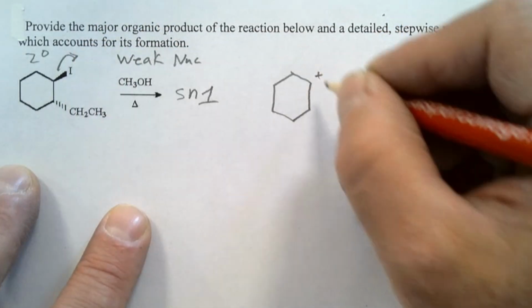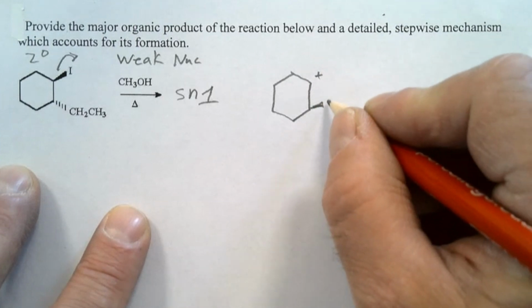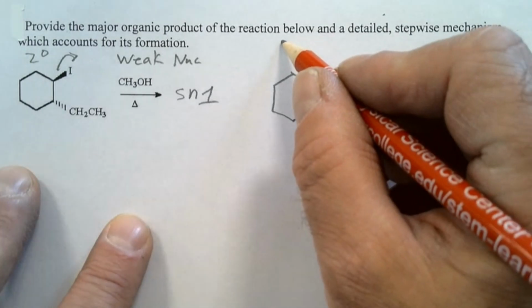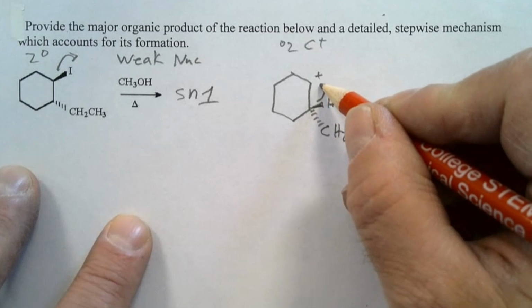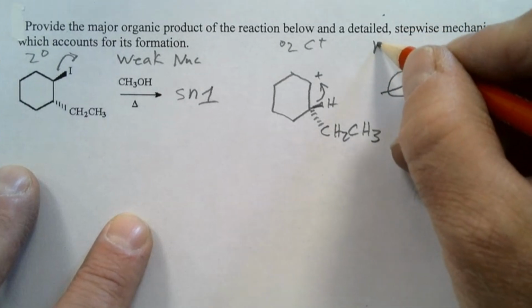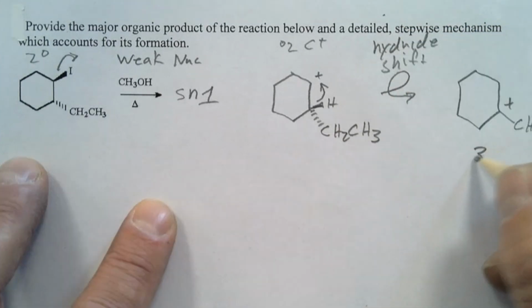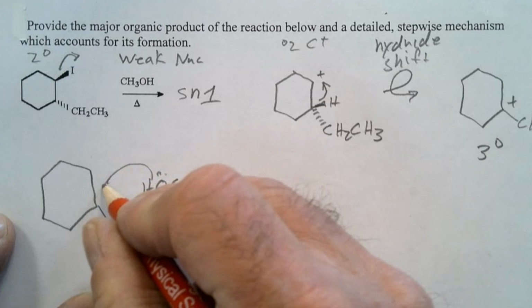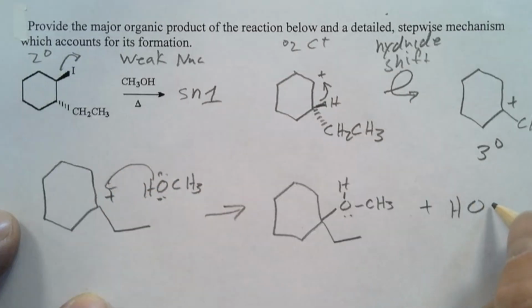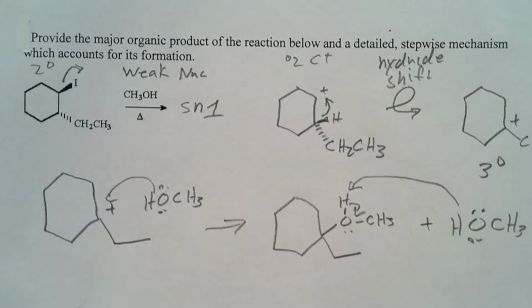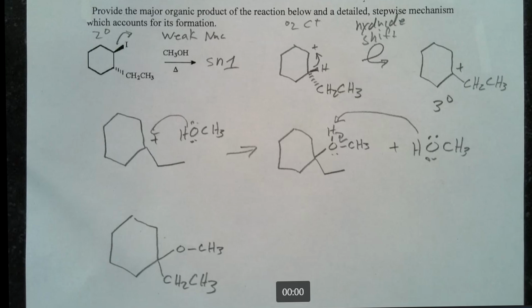Leaving group leaves. Now I'm going to take some license to say here is a hydrogen. And what type of carbocation do we have here? Secondary carbocation. So I'm going to draw this and say that we have a hydride shift. Now I have a tertiary carbocation. Then this nucleophile can attack. Then some solvent can act as a base and pull that off. Any questions? Probably a week from Friday you can expect a quiz that would have a carbocation rearrangement.